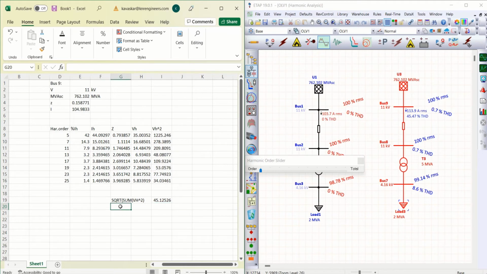Then I want to find out phase voltage, V phase, and it is this 11 multiplied by 1000 divided by 1.732 for the conversion to phase voltage. And finally, I'm concluding VTHD. That VTHD is 0.7 divided by 0.7 whole multiplied by 100.